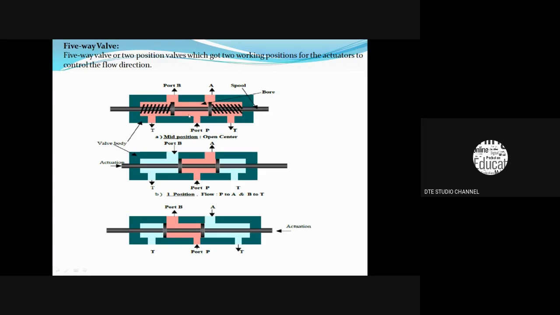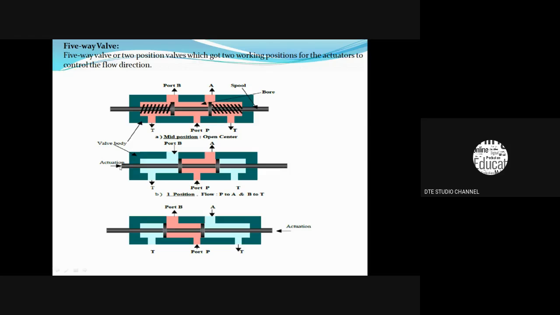In the first position, the fluid flowing from the inlet port P through ports A and B remains the same. Equal pressure is acting on the two ends of the piston in the actuator, and it is called the neutral position. No work is done by the actuator in this position. This is the representation of the neutral position.